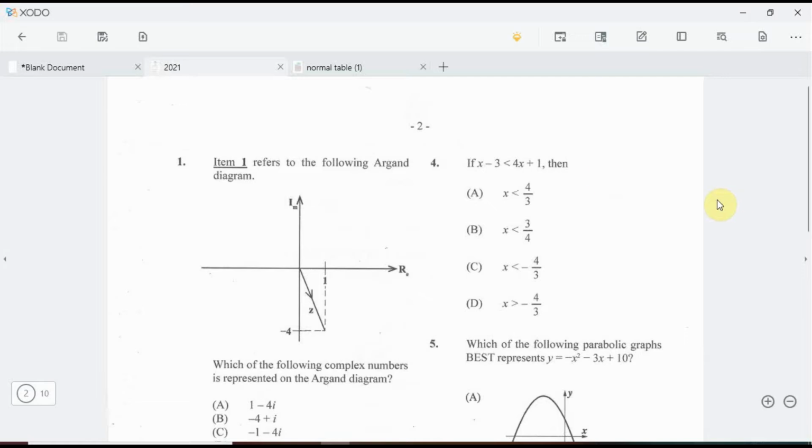So the first question starts by saying item 1 refers to the following Argand diagram. Which of the following complex numbers is represented on the Argand diagram? Remember, the complex number is always represented with the real part first plus the imaginary part. So we can see that the real part is 1. So our complex number z, if we want to call it z, is equal to 1 plus our imaginary part, the y value is negative 4. So that's 1 minus 4i. So 1 minus 4i, that's our complex number. That's option A.